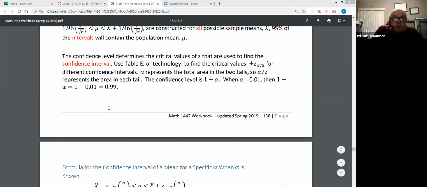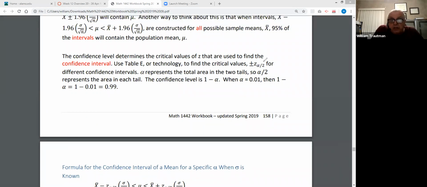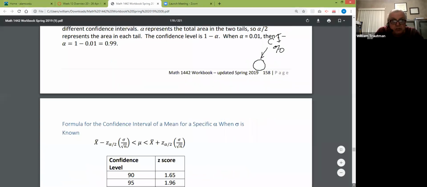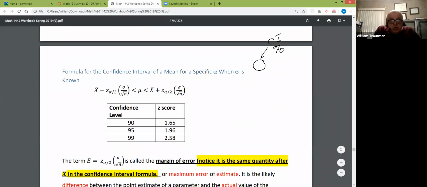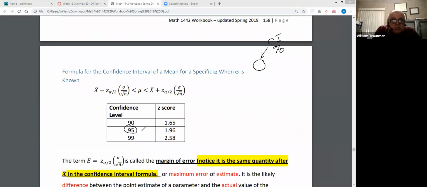It says there's a table E that shows you this right here. See, this is that Z alpha over 2 I was talking about. That's your confidence interval percentage. And there's a table that talks about that. So let's look at the table as we scroll down. Here it is. If we said 95%, we change that to 1.96. Do you see? If we say it's 95% confident, we put 1.96 in here.